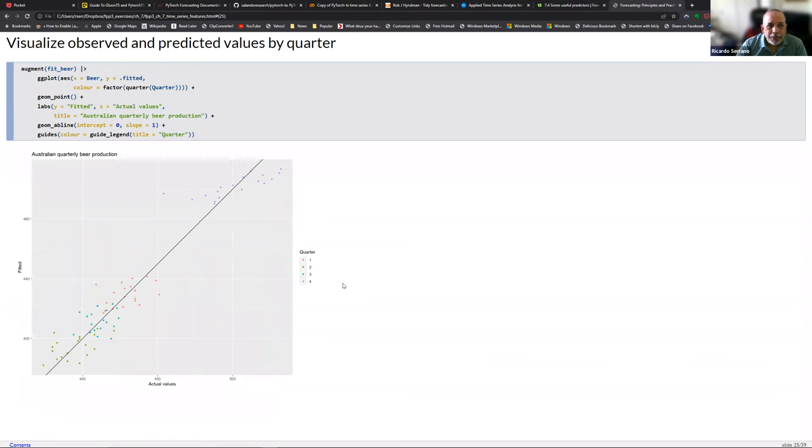Okay. So here's another visualization from the book. This is the visualization of the values by quarter. And what the authors are bringing is that we usually see those spikes in the fourth quarter. In other words, the fourth quarter is the one that has the highest demand of beer for each of the periods. And then we can see other periods that have lesser demand. But this graph shows that those spikes correspond to that fourth quarter.